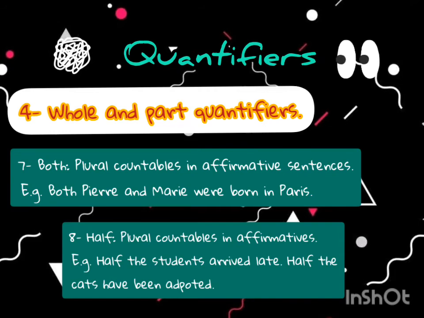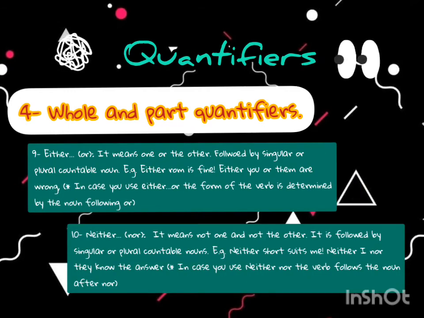Have is used also with plural countables in affirmative sentences. And finally, we have either or neither nor. Either or means one or the other, and neither nor means not one or not the other. In the case you come across this structure, they are going to take either the singular or the plural verb depending on the subject after or after nor.